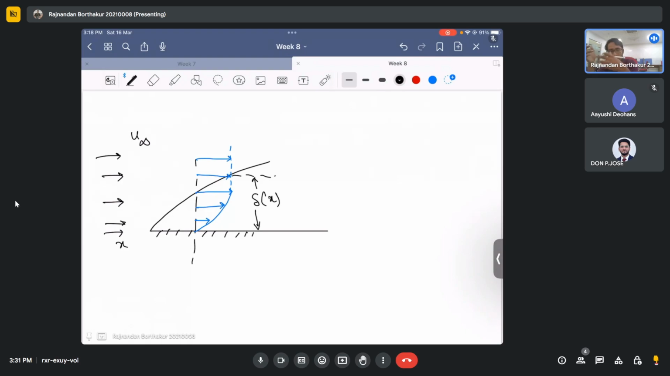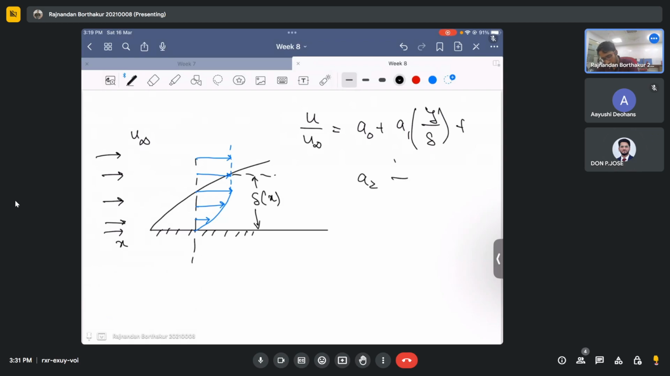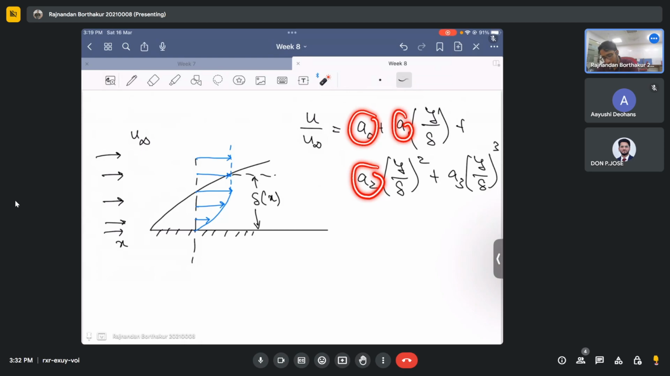So what people do is they approximate the velocity profile as something like this. u by u infinity is a0 plus a1 times y by delta, plus a2 times (y by delta) squared, plus a3 times (y by delta) cubed. The constants a0, a1, a2 and a3 are obtained from the boundary conditions.